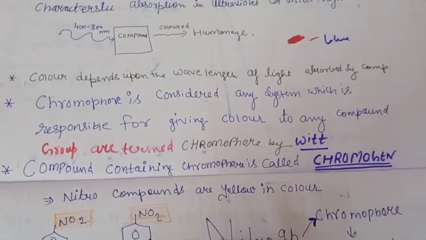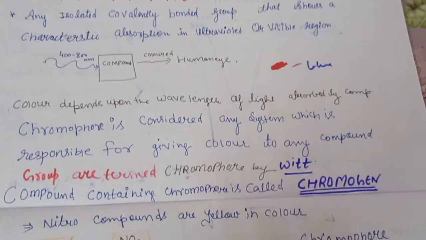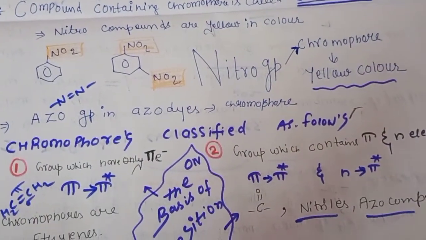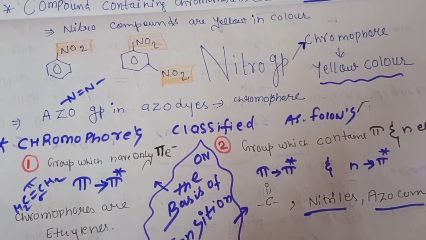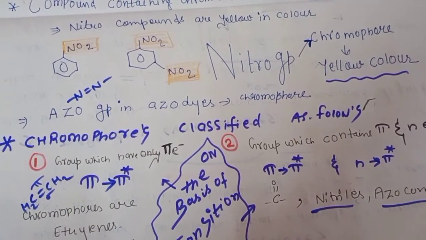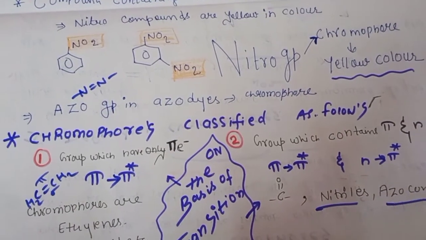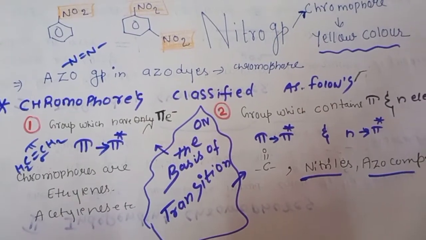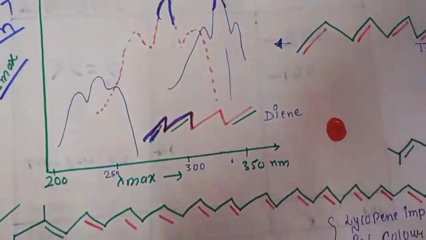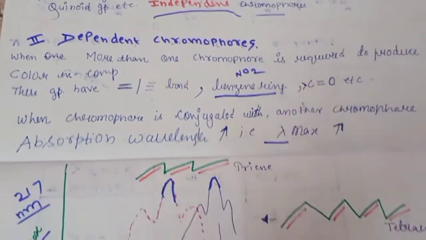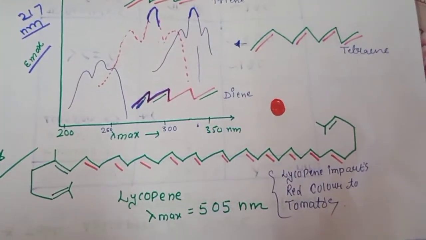Just take the screenshot, and for example, you can give the nitro group. If there is one nitro group, the compound will be pale yellow. If two nitro groups, it will be more yellowish in color, dark yellow, chrome yellow. If there are three, it will be more and more colored. So these chromophores are classified first on the basis of the transitions, and secondly on the basis of independent and dependent chromophores. This example is very good, and you can make it in a diagram.